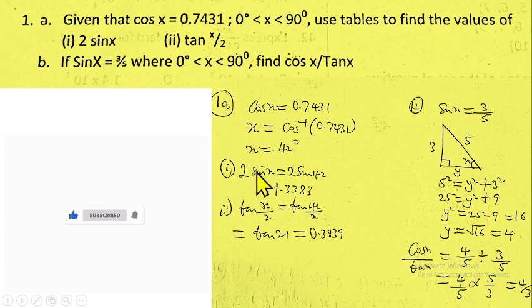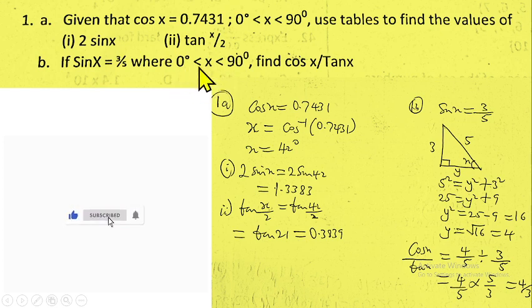So that will give us 2 sine 42. And if you punch your calculator as well, that will give us 1.3383. For the second one, we have to find tan x over 2, where our x is 42. That means we have tan 42 over 2. That will give us tan 21. Tan 21 is 0.3839.